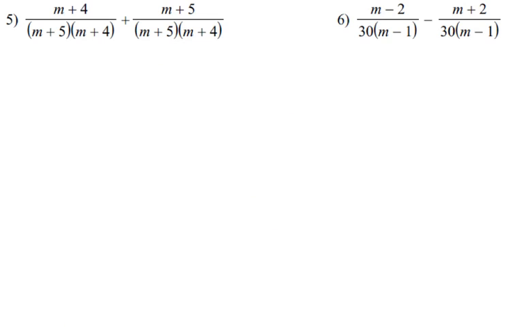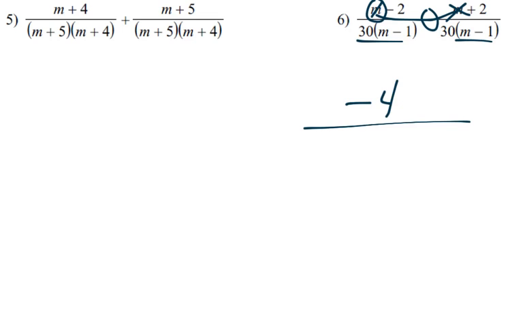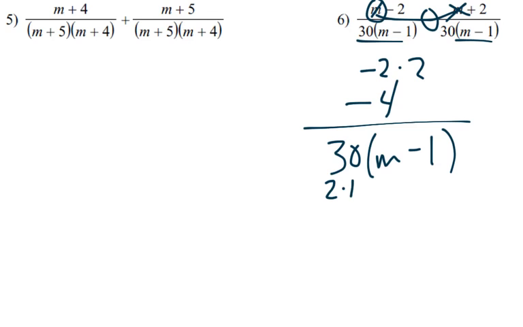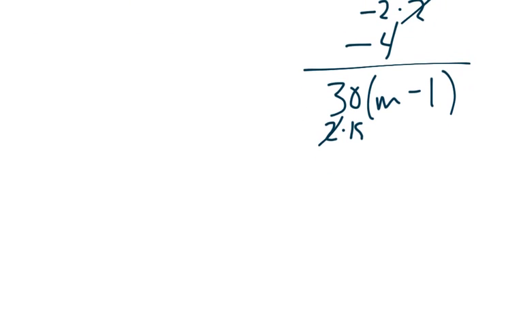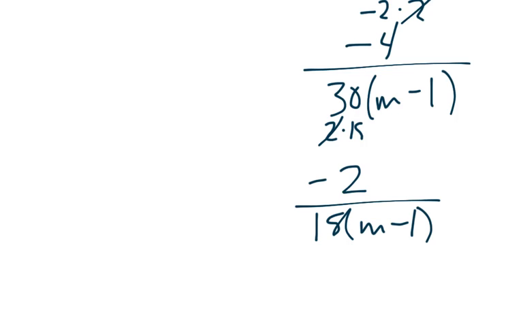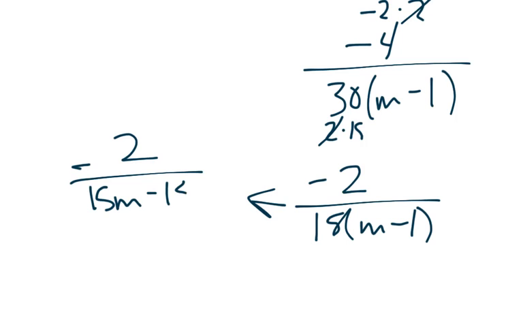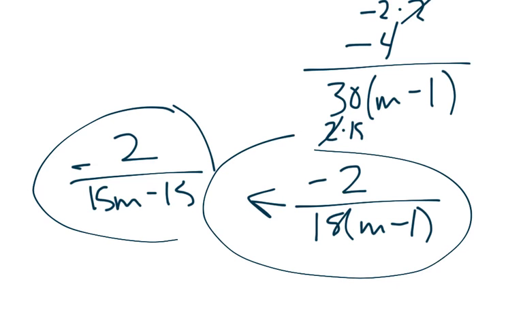Okay, number 6, once again we already have the common denominators, so I just subtract. So m minus m, that would cancel out. Negative 2 minus 2 would give us negative 4 over 30m minus 1. Now, 4 is like negative 2 times 2, 30 is like 2 times 15, so I could cancel out a 2 and have negative 2 over 15m minus 1. And if I wanted to, I could distribute that 15 and go to negative 2 over 15m minus 15. Both of these would work.